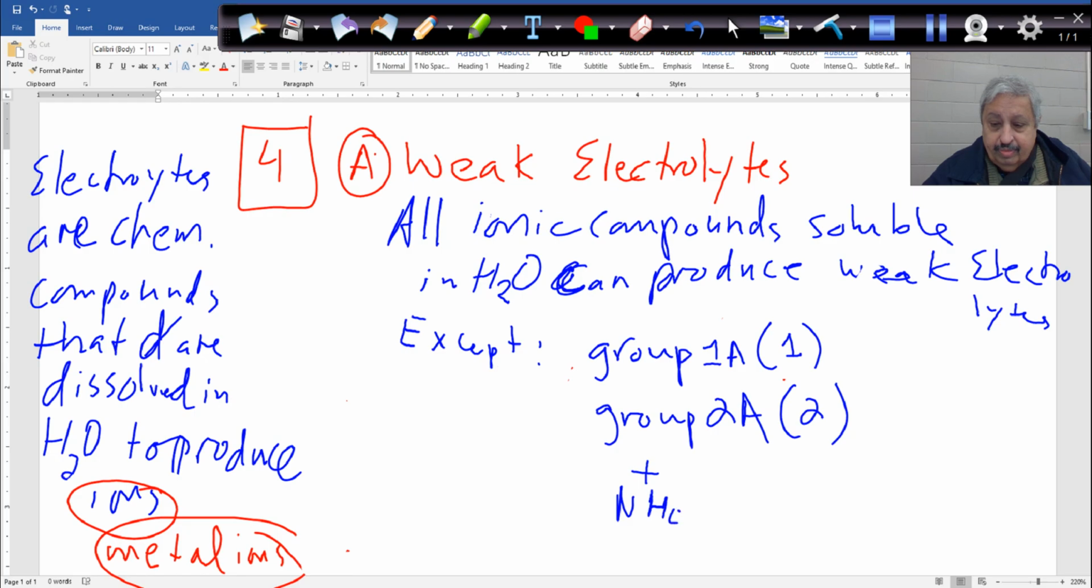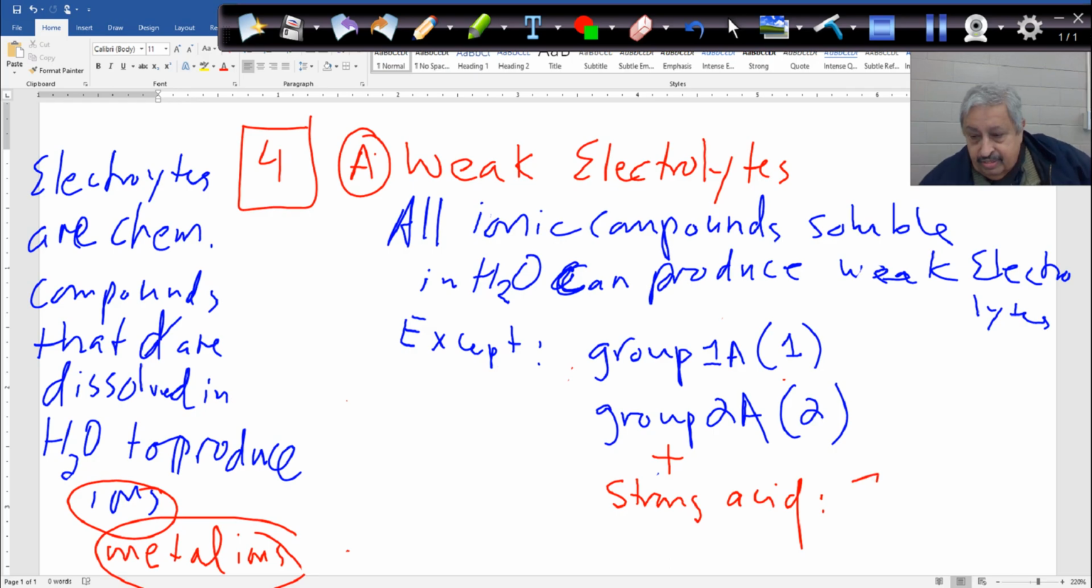ammonium. Let me see. No, ammonium is weak. Yeah, sorry. Plus strong acids. So, what are our strong acids? Well, you don't have to memorize it, but at least you will know we have seven strong acids.